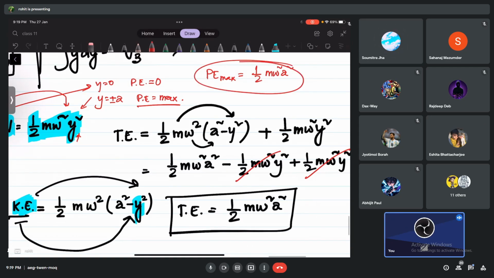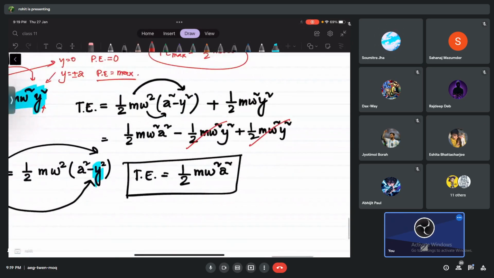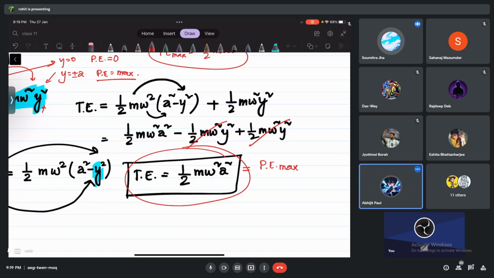Okay, and do you understand? Look at this. Can I say the total energy is the maximum value of potential energy? You will also agree with me.